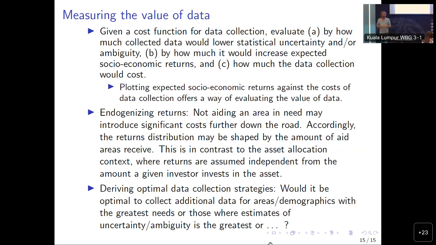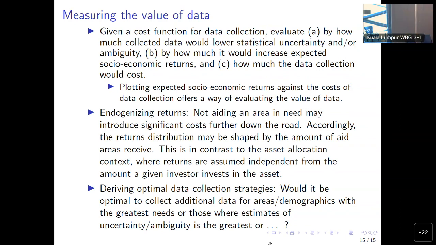Two, we could endogenize the systems. That's something where we're going to deviate from the existing framework. In the optimal asset allocation framework, the returns on assets are completely independent of how much money Shafat invests in Apple, so there's no endogeneity there. It's different if you adopt that framework to study public investments. If there is an area or a domain in need and you're not helping that area, not investing in preventive solutions may introduce big costs further down the road. Not investing in a child at an early age may make it much more costly to help a child further out.